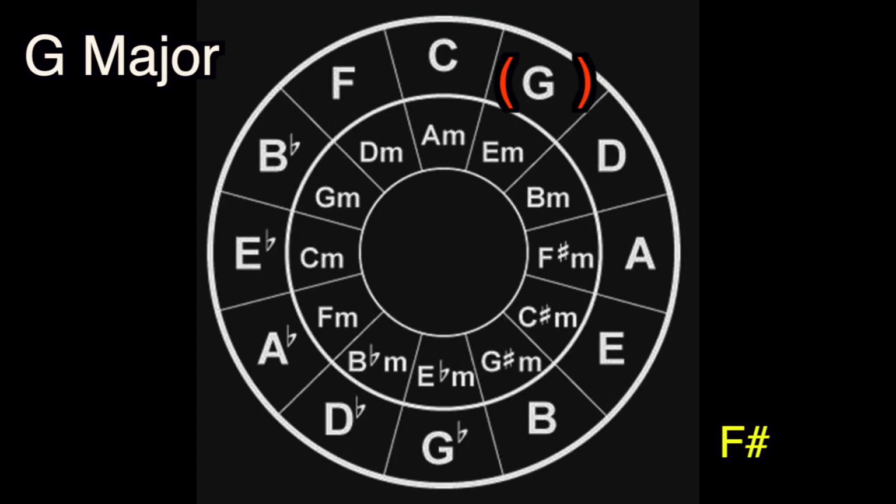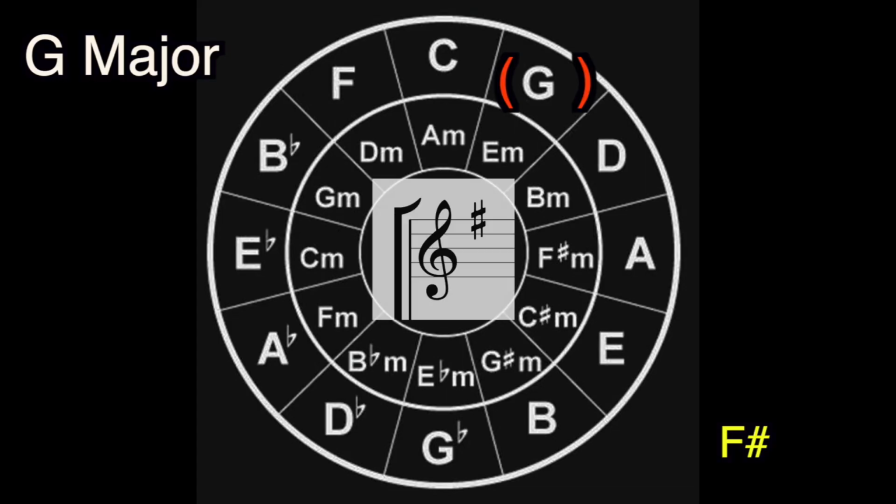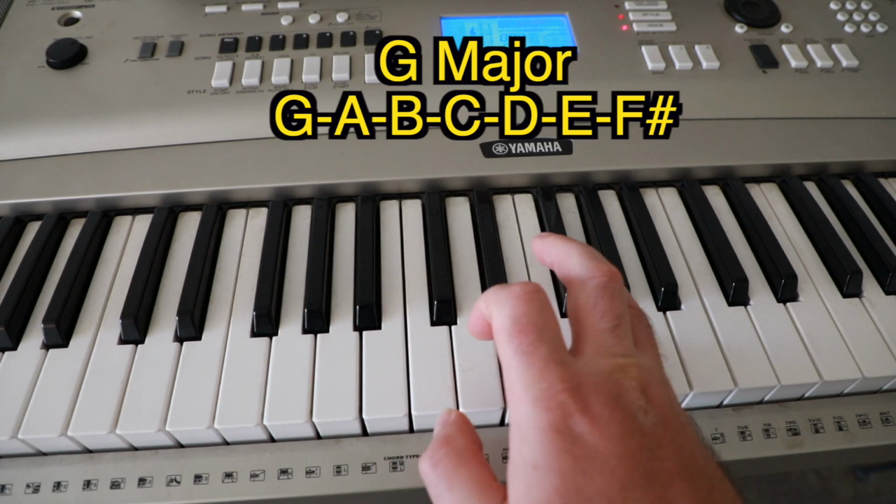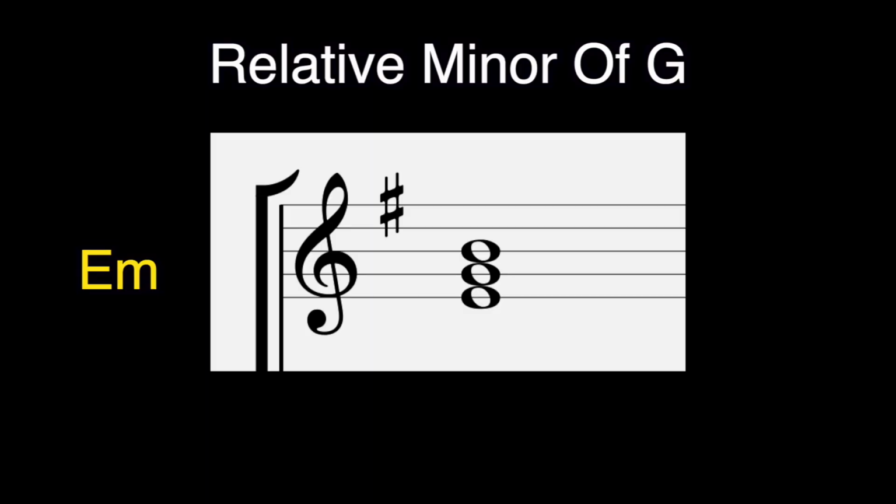Now the key of G contains 1 sharp, which is F sharp. Go down a minor third or 3 notes in the scale to find the relative minor, which is E minor.